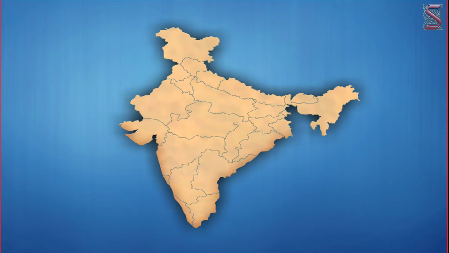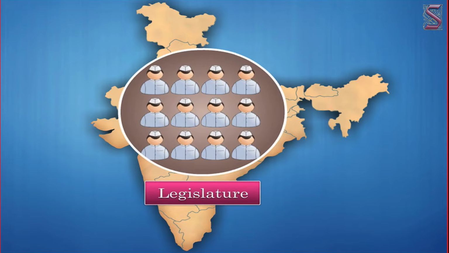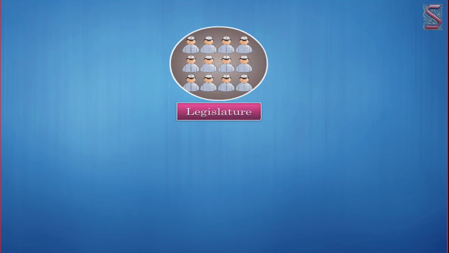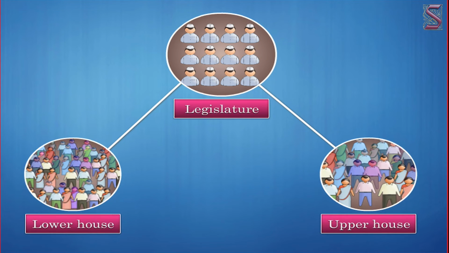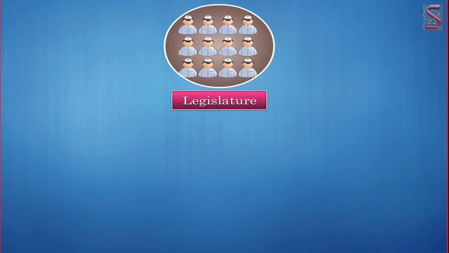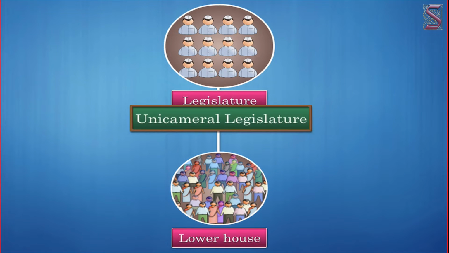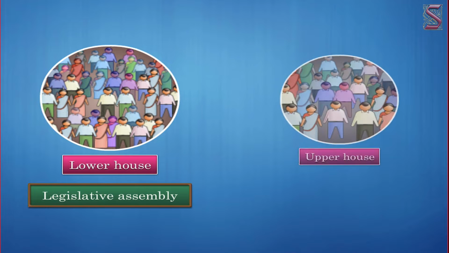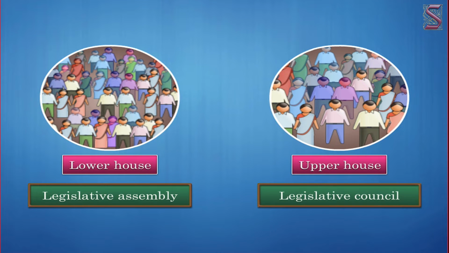But now the times have changed. We have a democratic government. Our laws are made by the legislative assemblies and parliament according to the directions given in our constitution. According to the constitution, every state in India has a legislature which consists of a governor and one or two houses. The legislatures that have two houses are known as bicameral, and the legislatures that have one house are known as unicameral. The lower house is known as Legislative Assembly and the upper house is known as Legislative Council.